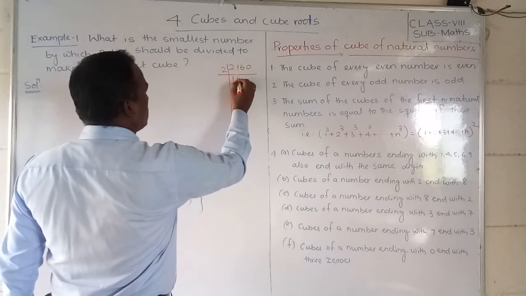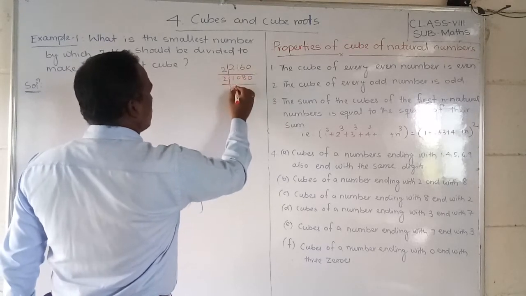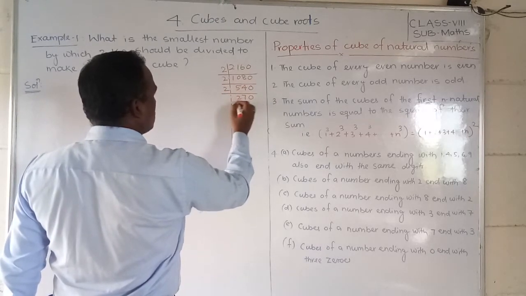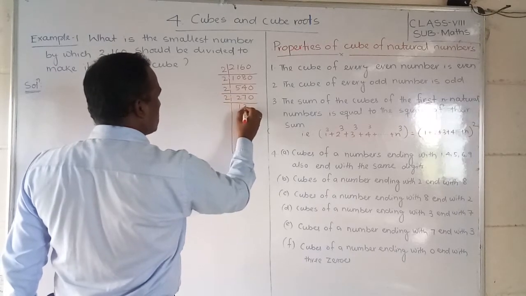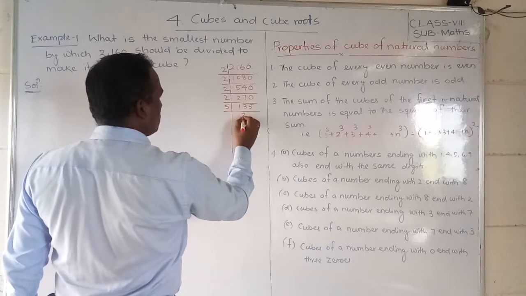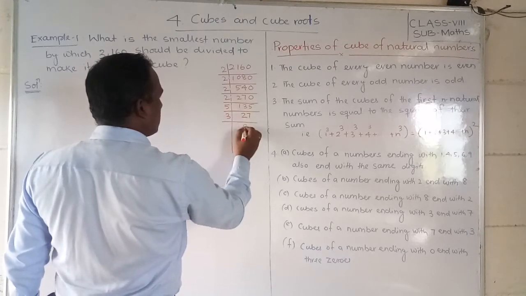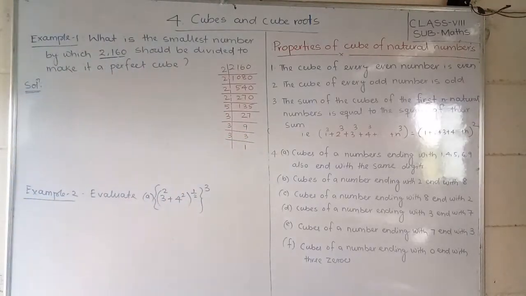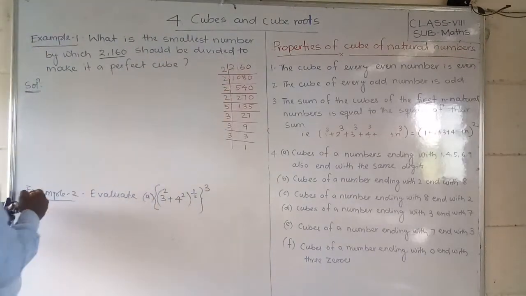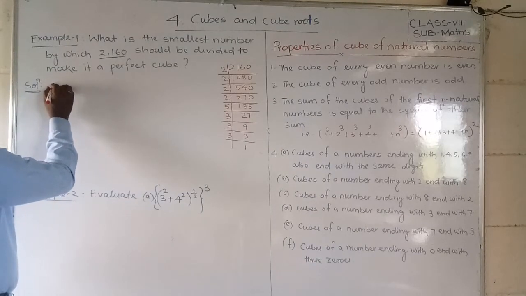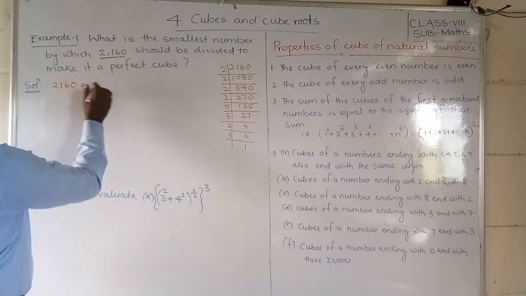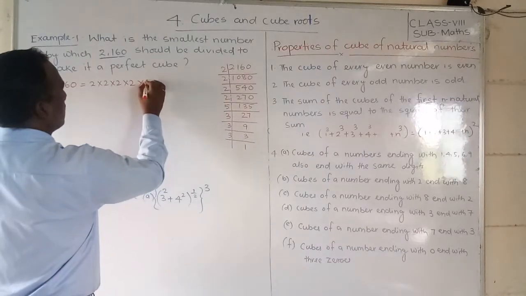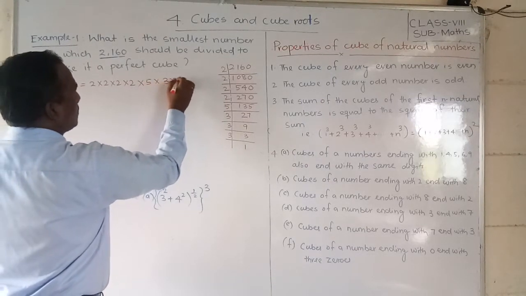2 goes into 2160, 1080, then 540, 270, 135, then 5 goes into 135, 27, then 3, 9, 3, 3, 1. Okay students, now write it down. So 2160 is equal to 2 into 2 into 2 into 2 into 5 into 3 into 3 into 3.